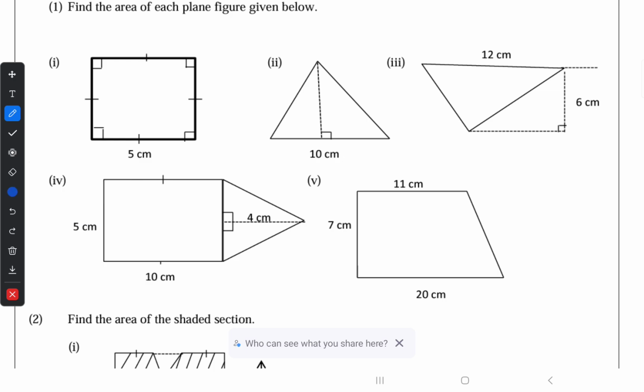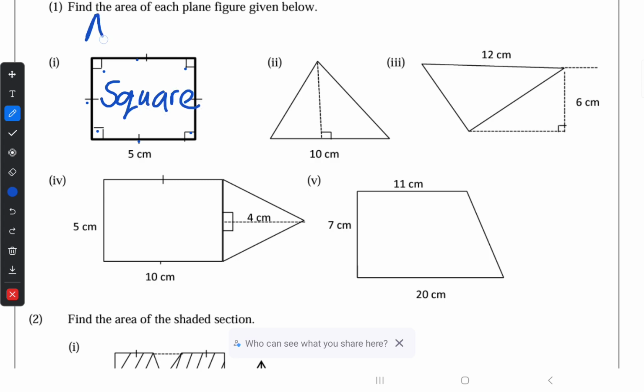This figure is a square because all side lengths are equal in magnitude. By using these small hyphens, they indicated all these sides are equal in magnitude. And all the corner angles are right angles. So this is a square. To find the area of a square, you have to multiply.